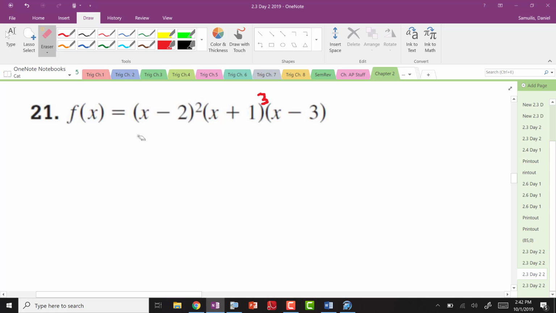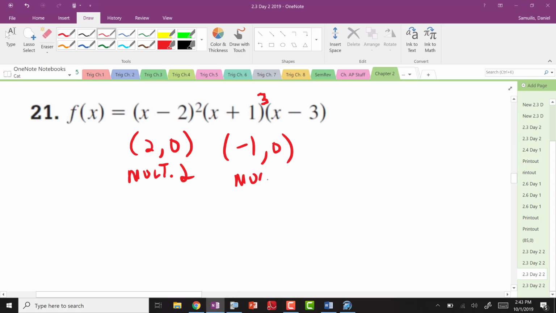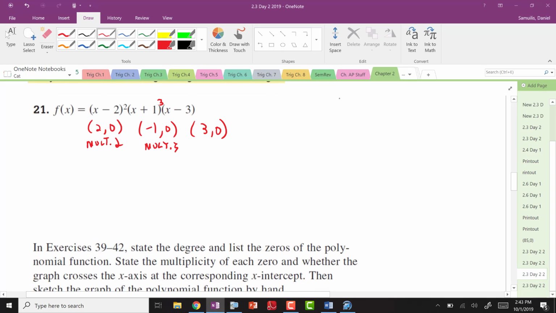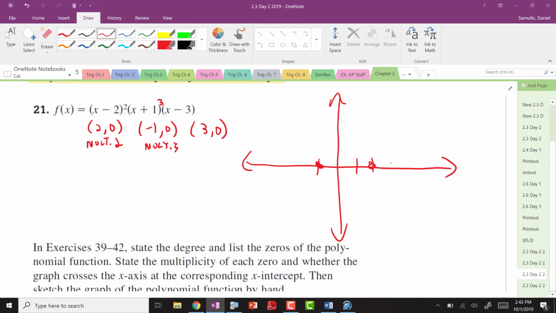All right, so our zeros are 2, 0, multiplicity 2, negative 1, 0, multiplicity 3, and then 3, 0. You don't have to say multiplicity 1. There's just nothing going on with that, very special. Okay, and then when we go to graph this, you're going to have to know without a calculator that this is what happens. 2, 0, negative 1, 0. And I know you just saw it on the calculator screen. The point was just to show you what happens. And then 3, 0.